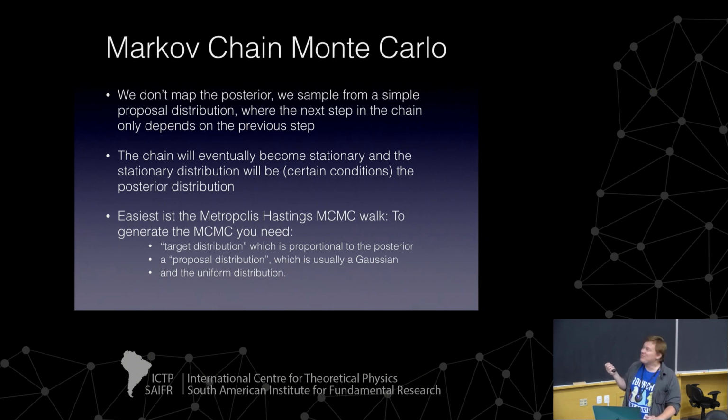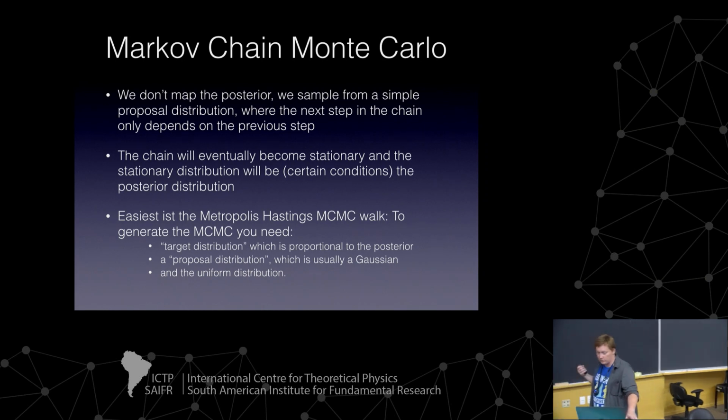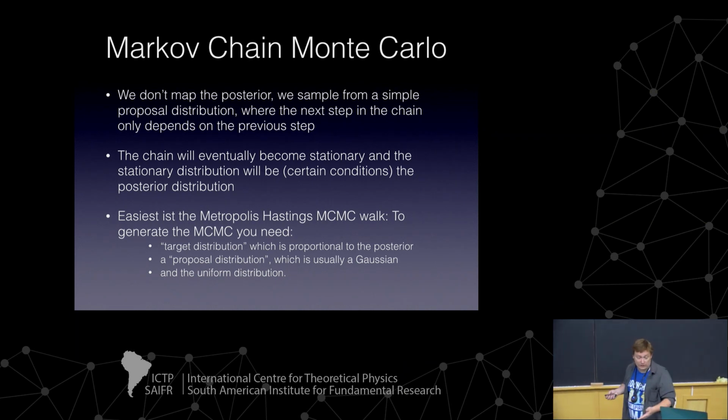Oh, that's good. So we don't map the posterior, but we sample from a simple proposal distribution, where the next step in the chain is only informed by the previous step, not by those that actually happened before. And then the hope is that this MCMC chain, this array of steps, will become stationary, which means if you add additional steps, it does not change the posterior anymore. It kind of wobbles around a little bit, but doesn't really change it. And once you've done that, then you've gotten a map of the posterior.